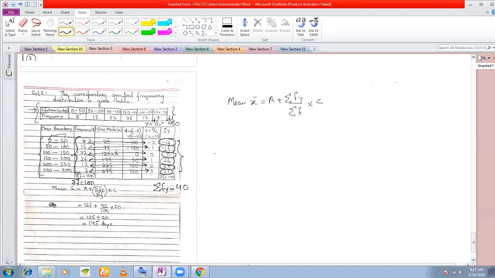Now you put these values in the formula. Your assumed mean here is 125 plus sigma fy is 40, sigma f is 100, and the class width here is 50. So this will cancel with 2 and this will be 20. You get 125 plus 20, which is 145. This is your required mean. So I stop here for today.